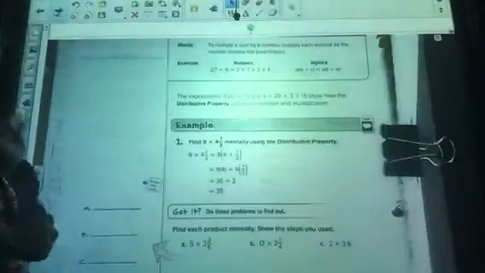Oh, that didn't work. Okay. Where are we at here? All right.